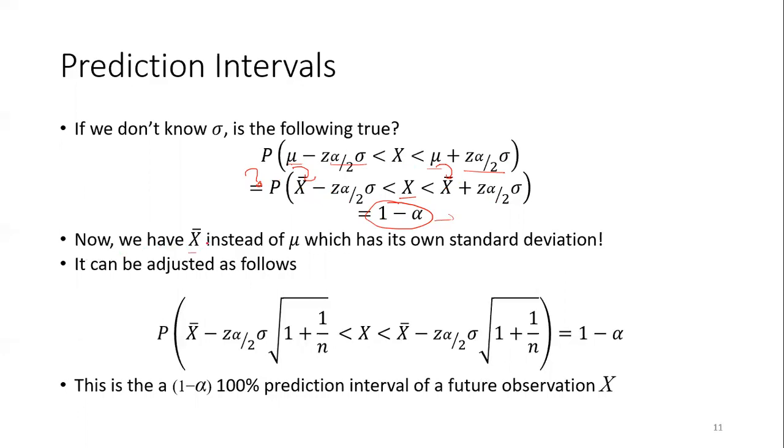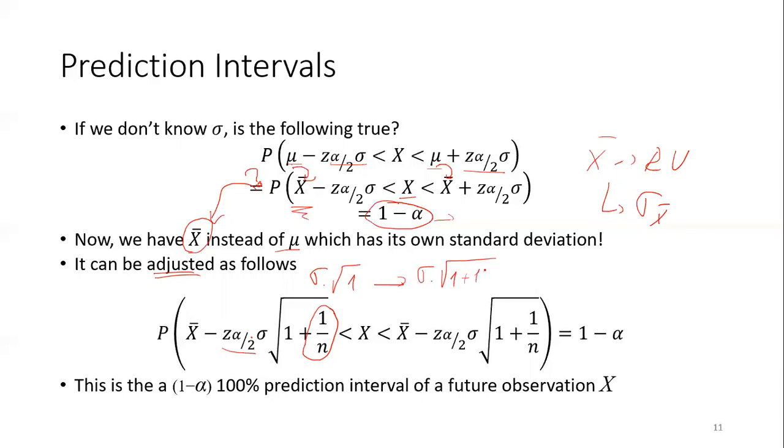Well, in this equation we have x bar instead of mu, which is a random variable, right? So x bar is a random variable, and it has its own standard deviation. So we cannot write this, but we can adjust it as follows. The probability that x bar minus z alpha over 2 times, as you can see, we just add this 1 over n. Previously it was sigma times root 1. Now we convert this to sigma times root of 1 plus 1 over n.